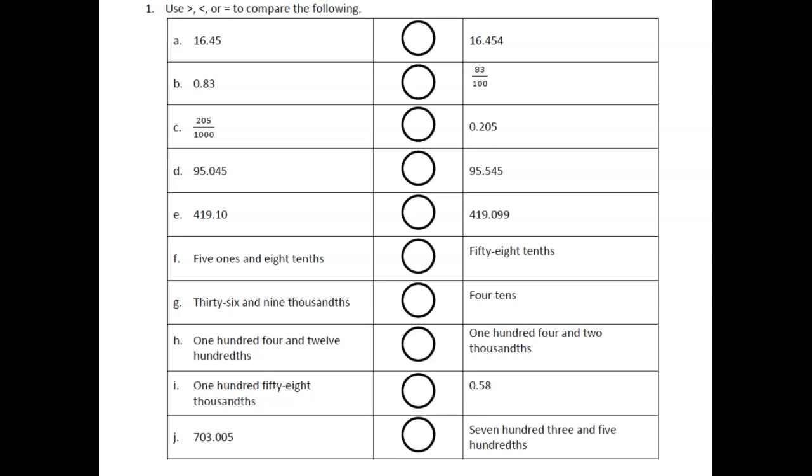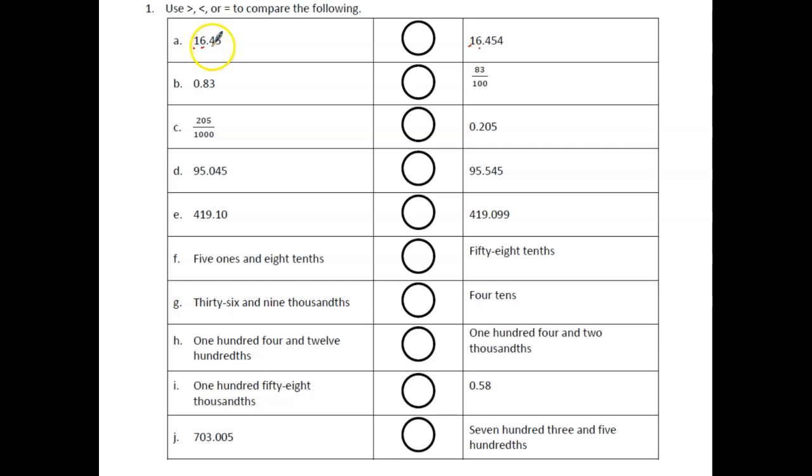So looking at number 1, the first thing we need to do is say, okay, if we're comparing like units, we know that we have the highest unit for both our numbers. Our first number is 16 and 45 hundredths. Next, we have 16 and 454 thousandths. So we look at our tens place, we see they both have a 1, so we can't compare that. We look at our ones place, we see they both have a 6. They're the same, we can't compare the numbers by those digits.